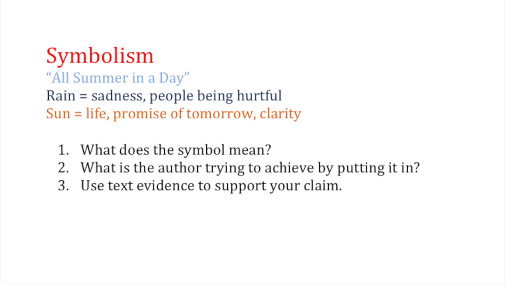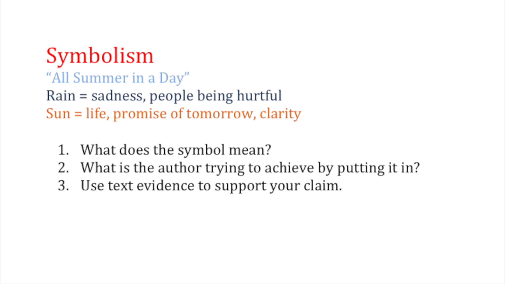If I were going to write about this in a literary essay, I'd talk about what the symbols mean. What is the author trying to achieve by putting them in? The sun created a huge conflict between the other kids, but also created a change in the kids when they experience the sun. So he used that not only to create the conflict, but also to show the change in the characters, how they evolved and felt guilty for their behavior after experiencing the sun.